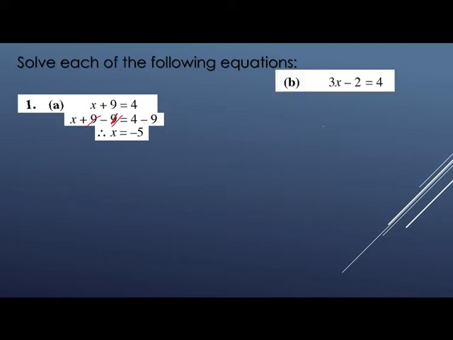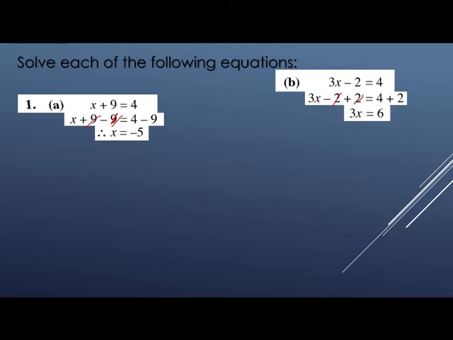Now we have part b. In part b, we have 3x minus 2 is equal to 4. We have to find out the value of x. First of all, you have to remove the minus 2. How can you make it 0? Yes, simply by adding plus 2. So here minus 2 and plus 2 make 0. And here we are also adding plus 2 to balance the equation, so it will become 3x is equal to 6.